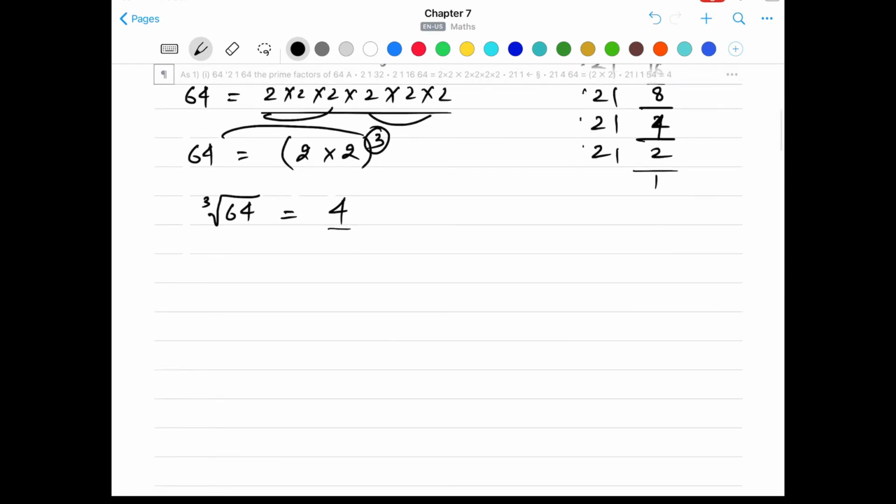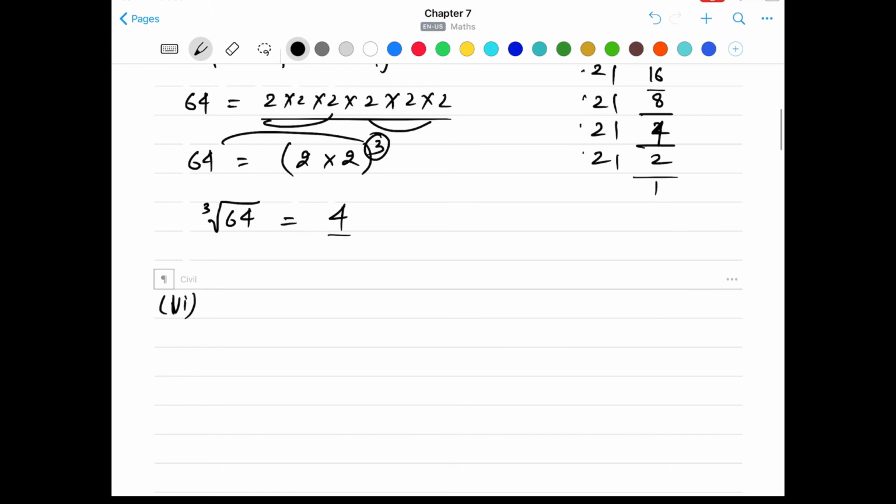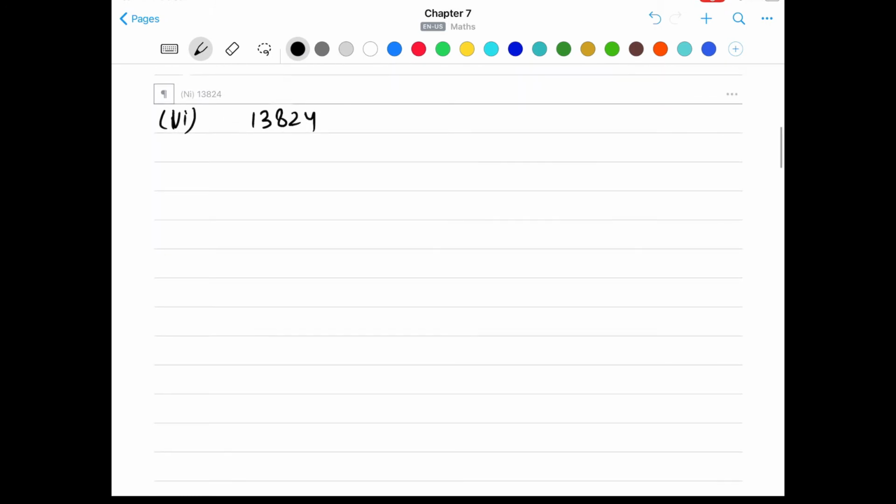Okay, let's see the next part, which is part number 6. The number given to us here now is 13824. Again we are going to use the prime factorization method.